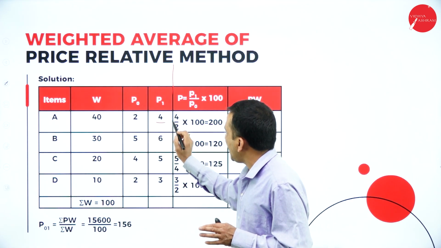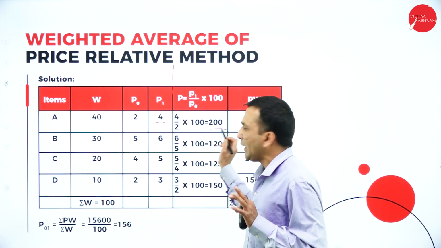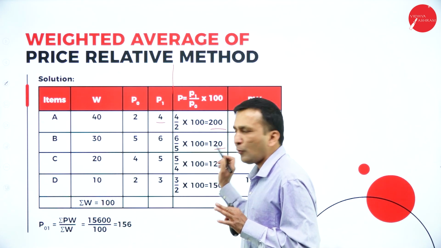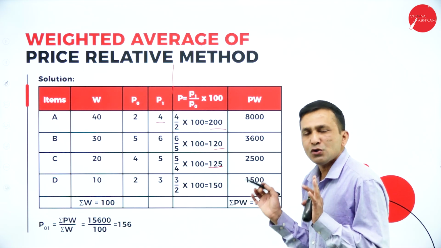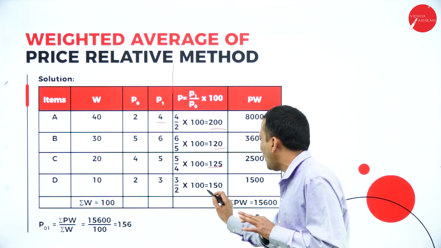One by one: the first, current year 4 divided by base year 2 into 100, you get 200. The second, 6 divided by 5 into 100, you get 120. Then 5 divided by 4 into 100, you get 125%. Now the last, 3 divided by 2 into 100, gives 150.